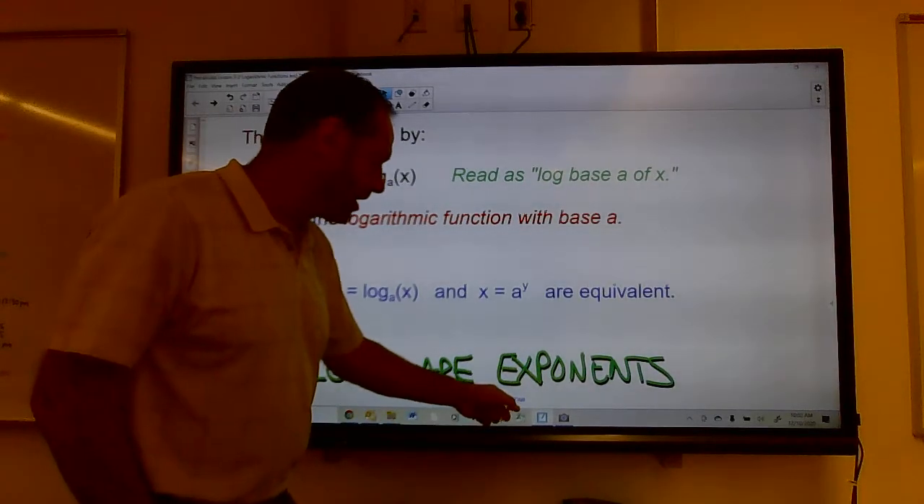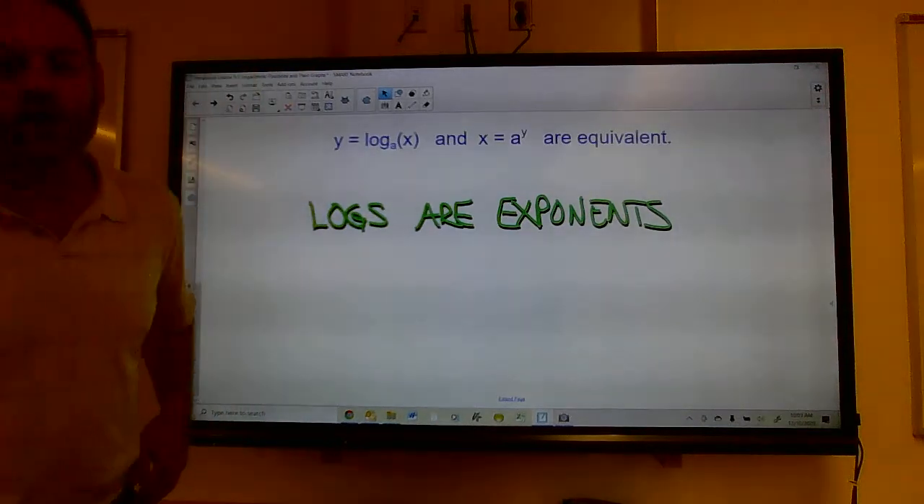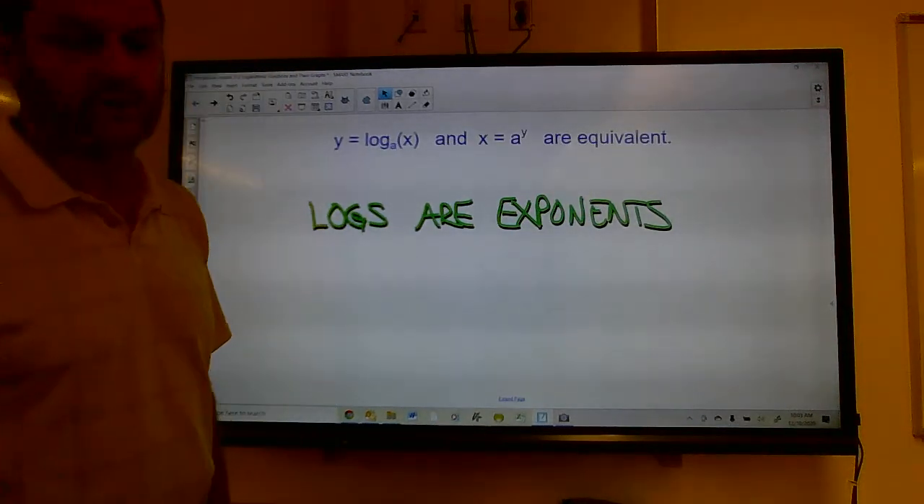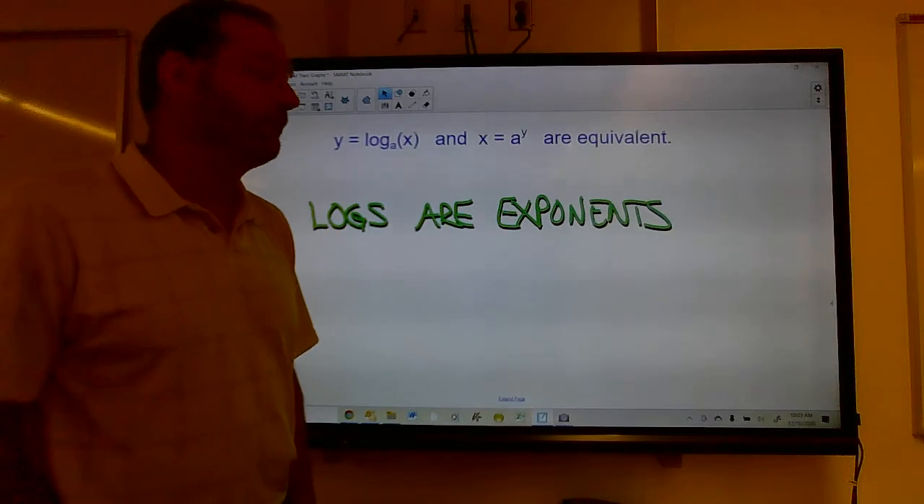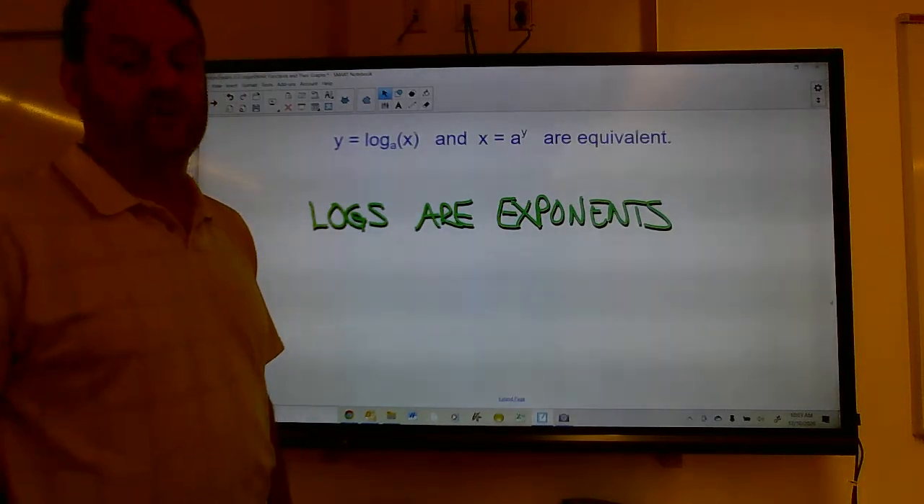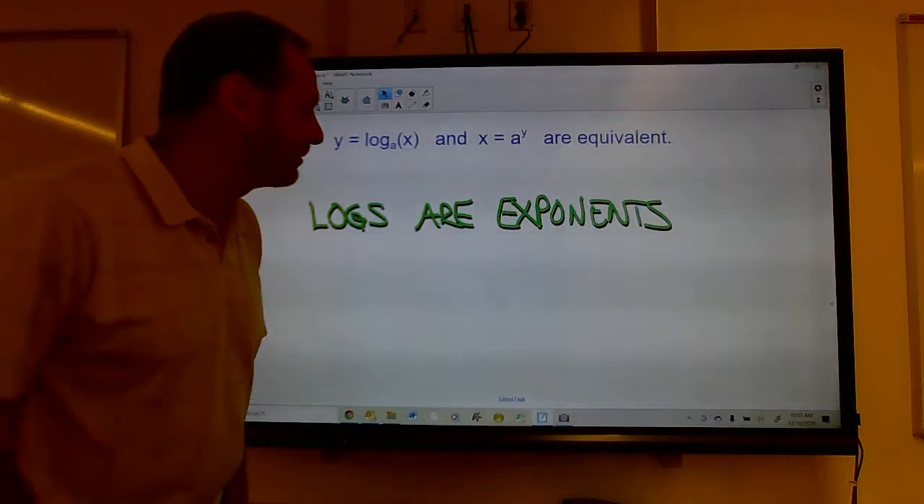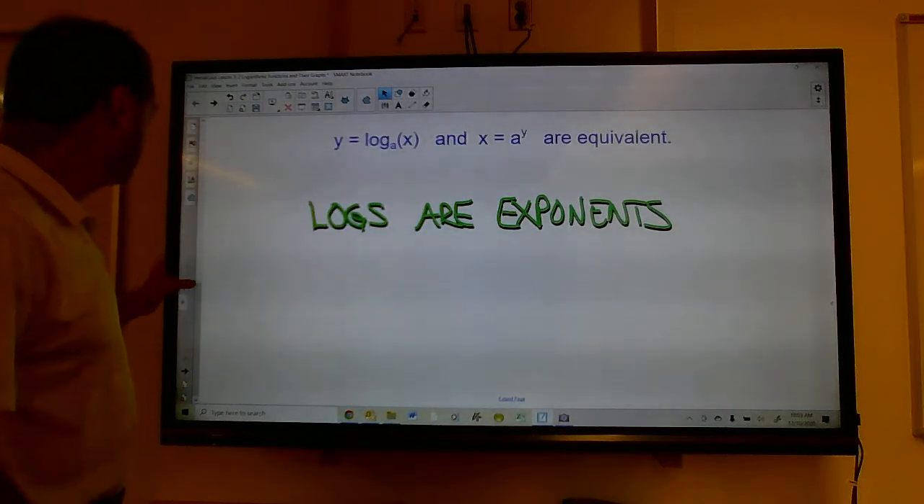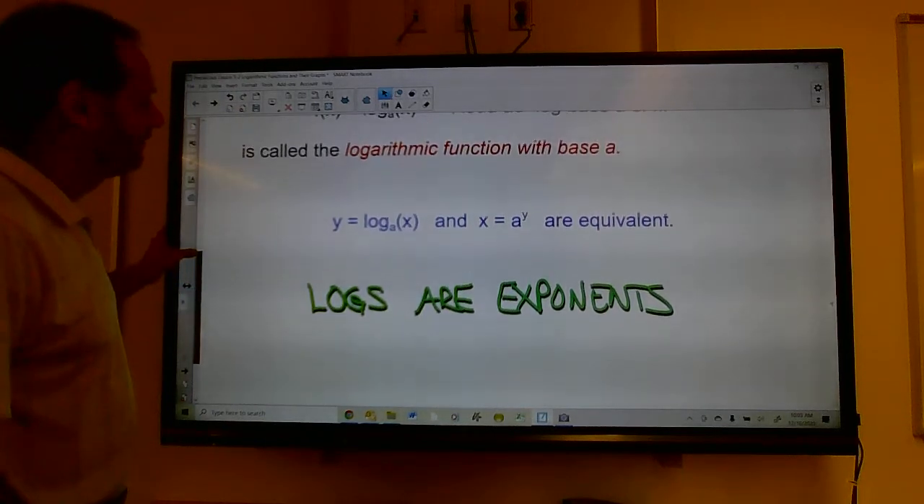Now this is a really important statement right here that I want you to keep in mind. Logs are exponents. That's all they are. Logs are exponents. All right, so if you get confused, just say that phrase in your head, logs are exponents, and then go back, and sometimes that'll help you solve the problem.